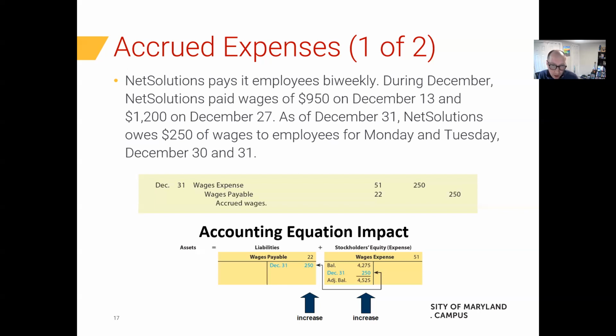And so we need to record the $250 that we owe our employee that worked during the month of December through an adjusting entry. The entry is debit wages expense $250, credit wages payable $250, and dated December 31st. When we date it December 31st, it falls into the month of December. And what's the impact on the accounting equation? Increase in liabilities and a decrease in stockholders' equity.